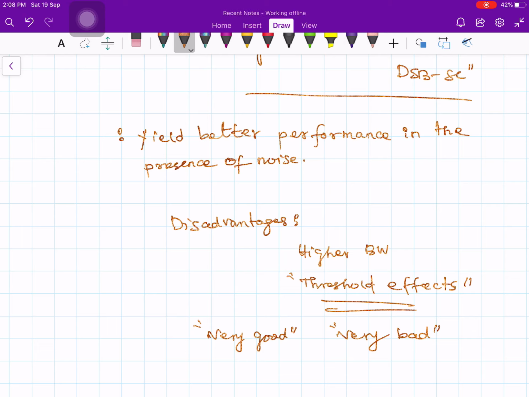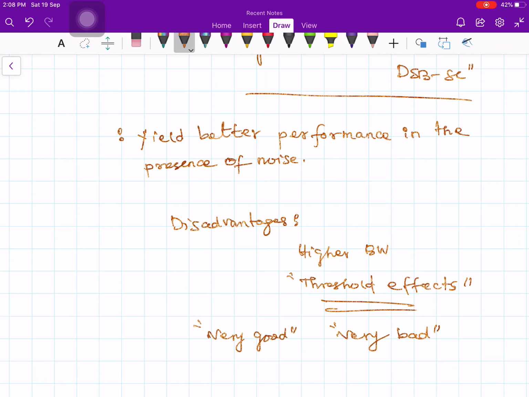And one of the advantages of going for feedback demodulators is that it can extend the threshold effect. So it can lower the threshold for us. So that is one of the reasons it is widely used. To extend the threshold effect, we are using these feedback demodulators. Therefore, the feedback demodulators are widely used.